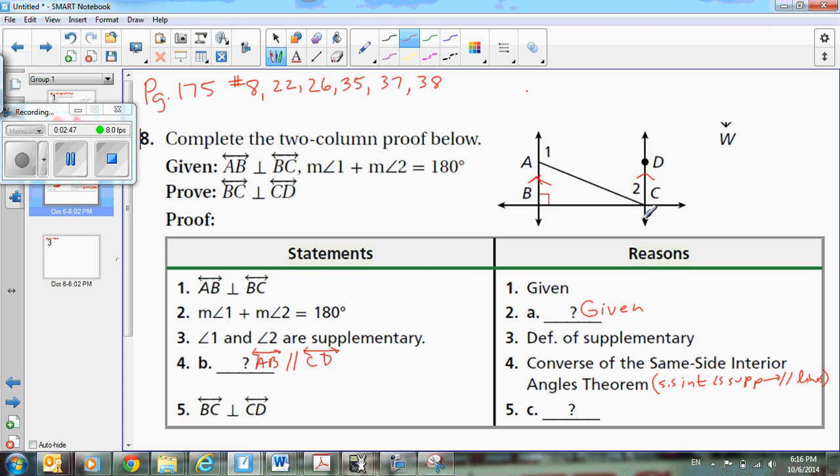So take a look at either your notes or your yellow sheet and see if you can come up with this theorem for step 5, the reason, and it has to do with assuming you have two lines parallel and one line perpendicular to one of two parallel lines. How can we conclude that that same line, that same transversal, is perpendicular to the other parallel line? So look at your notes or look at your yellow sheet and see if you can find this theorem for reason number 5.